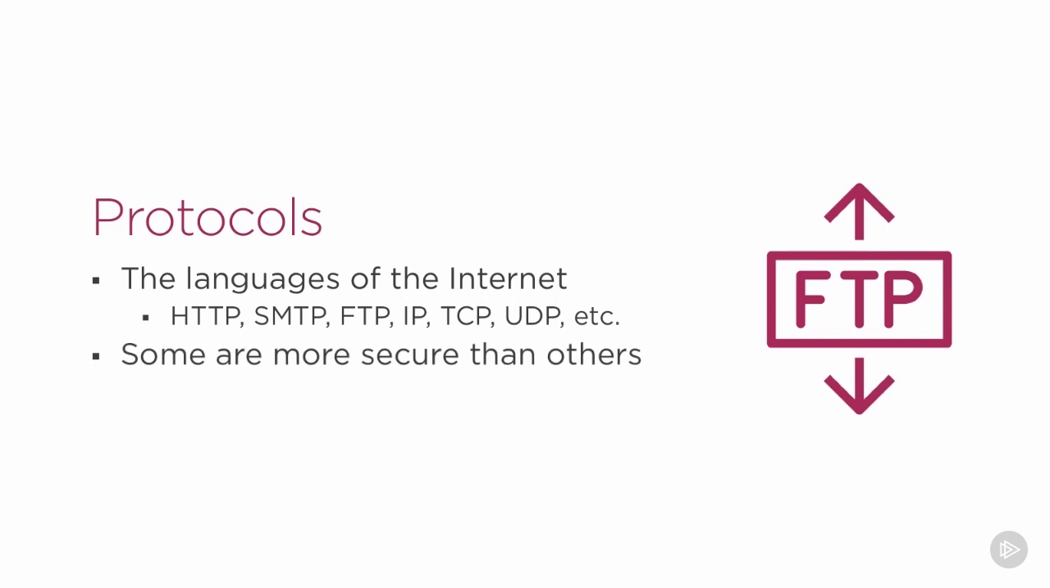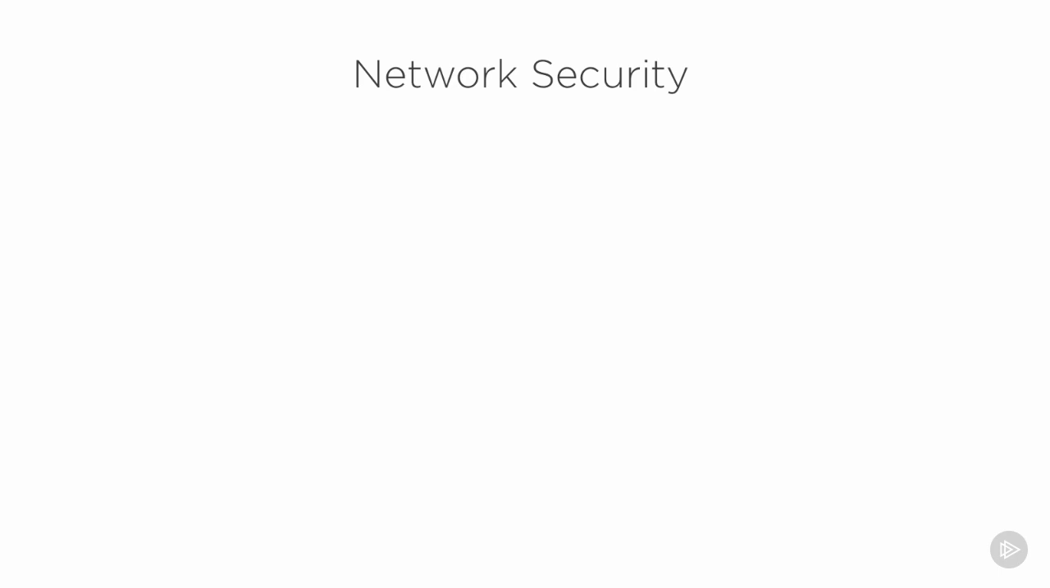Now, some protocols, by their very nature, are insecure. Others tend to be more secure. And the idea here is that where possible, we should try to ensure that we are using more secure protocols. Use HTTPS much more often than just HTTP, for example. Use secure FTP. These are some of the ways that we can try to protect our internet communications as well. So let's take a look at network security.